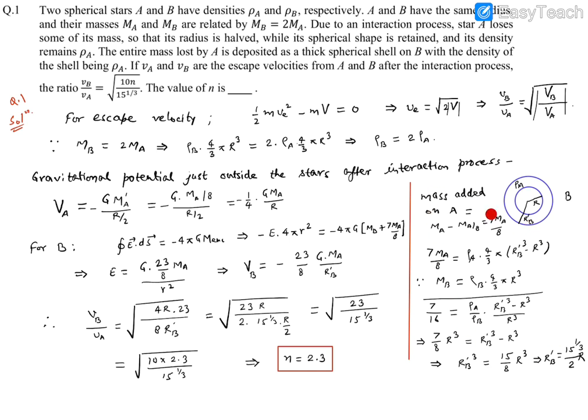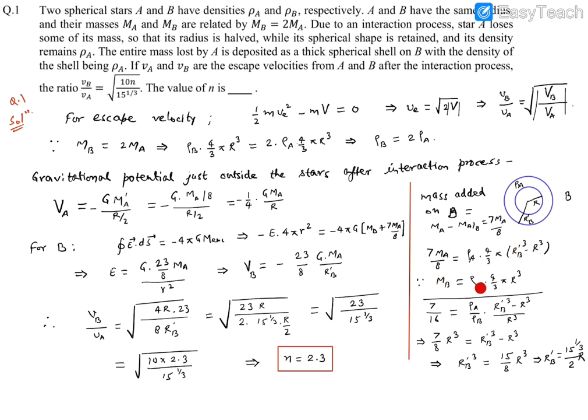Now for that this calculation has been done. So how much mass is added on B? This mass is going to be added on B, and that mass is coming from A. You will find MA was the original mass, MA by 8 remained, so the deposited mass is 7 MA by 8. Now this 7 MA by 8 is equal to the density into the volume. Density is going to be rhoA, and the volume of this annular part will be 4 by 3 pi (rB dash cubed minus r cubed).